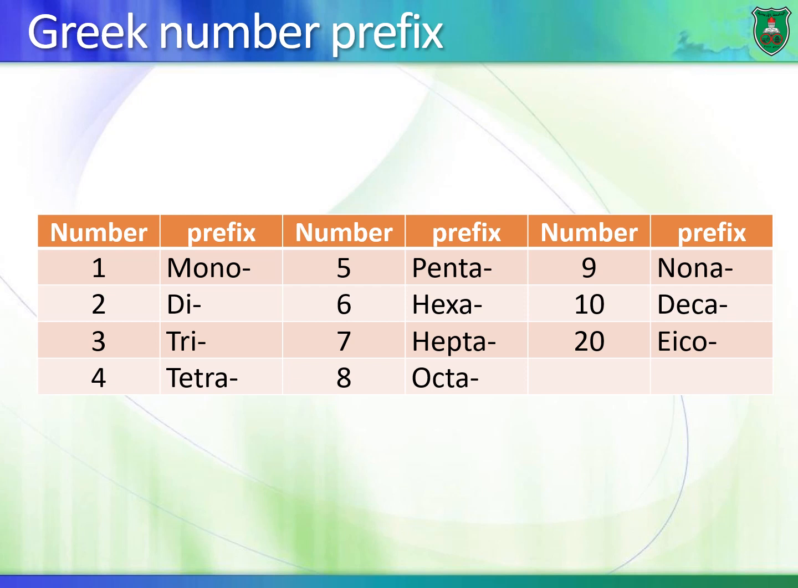So let's look at the numbers in Greek. Mono means one, right? Di means two. Tri means three. Tetra means four. Penta is five. Hexa is six. Hepta is seven. Octa is eight. Nona is nine. Deca is 10, and eico is 20.